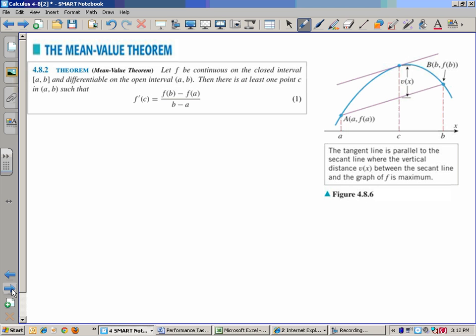So the mean value theorem. The mean value theorem actually goes one step further than Rolle's theorem. Okay. So Rolle's theorem is saying that if you had 2 x-intercepts, they were both 0. Okay. Let's take a look at this. Connecting these dots, what kind of slope does this line have?